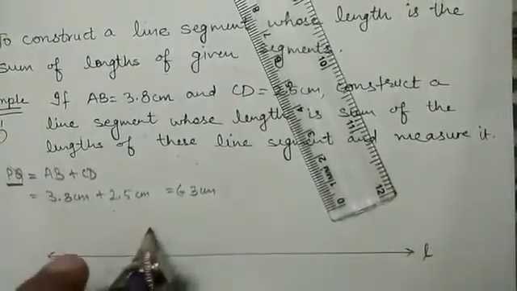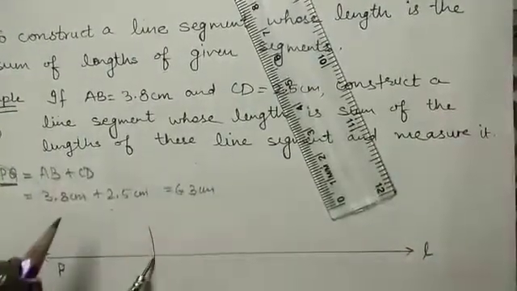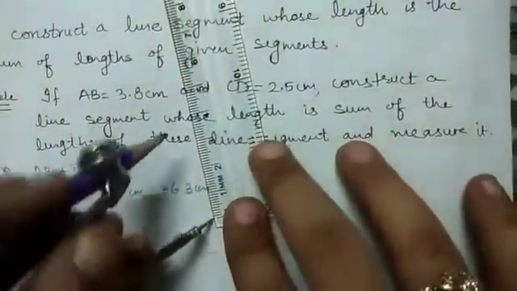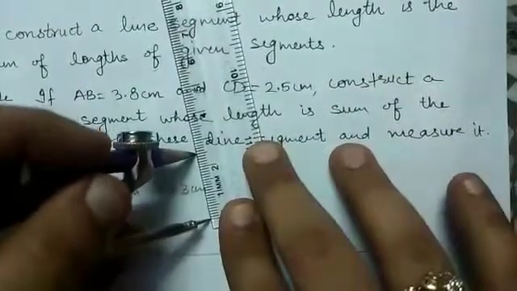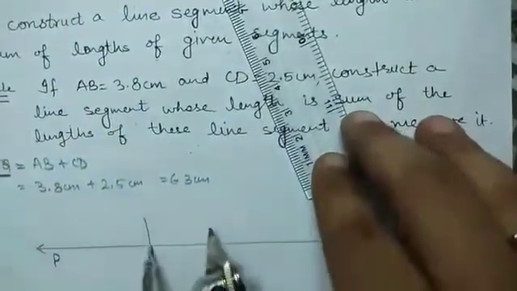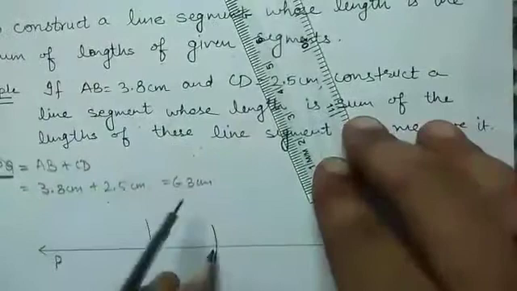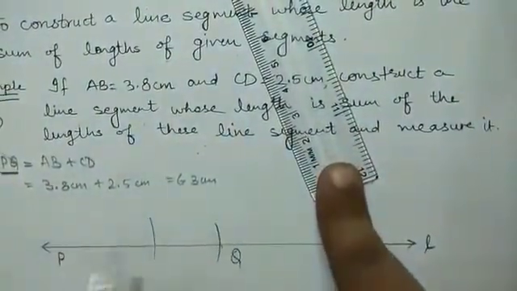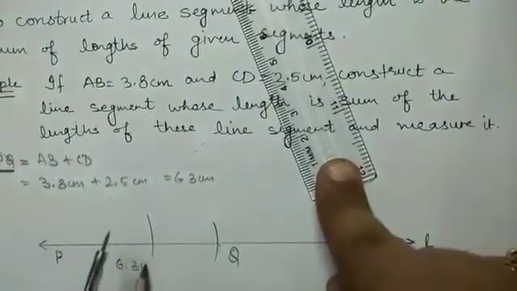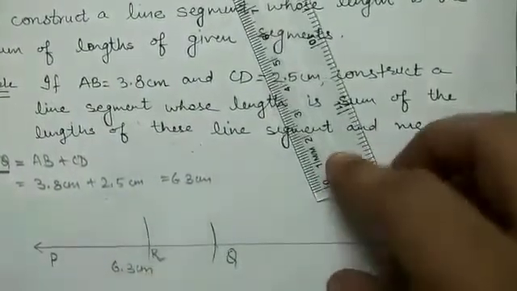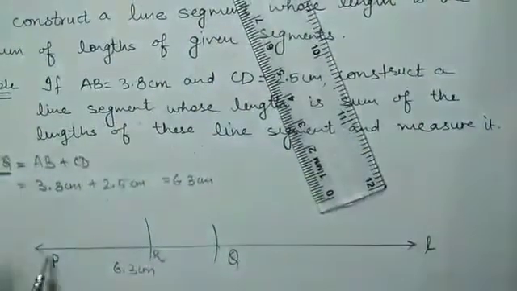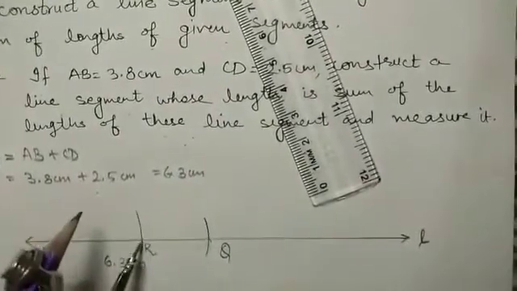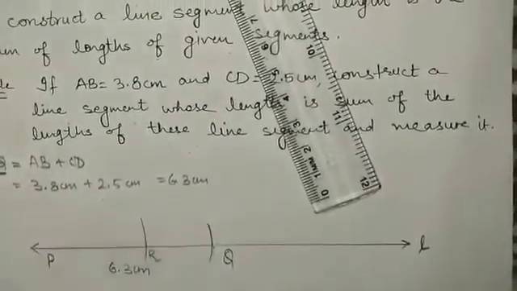We will keep it at point P and mark an arc. Now from this point we will mark an arc of 2.5 centimeter. Now another arc equal to 2.5 centimeter. Now 3.8 and 2.5, the total length should be equal to 6.3 centimeter. That I have to do. Always remember we are to name this point, not this or this one. I am giving the name to these intersecting points.